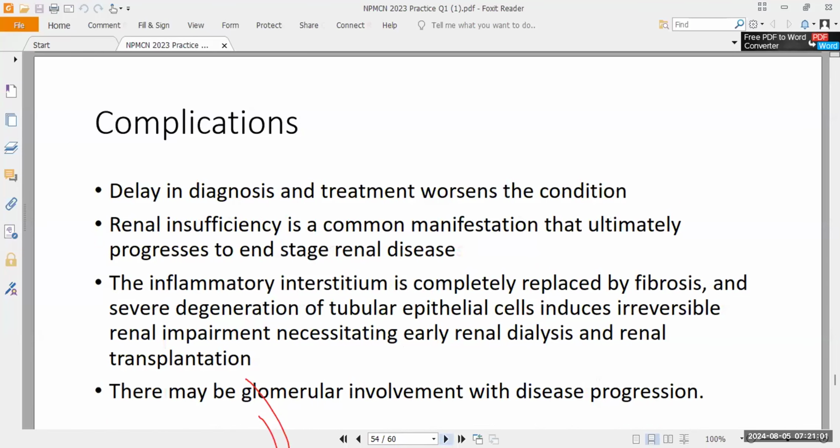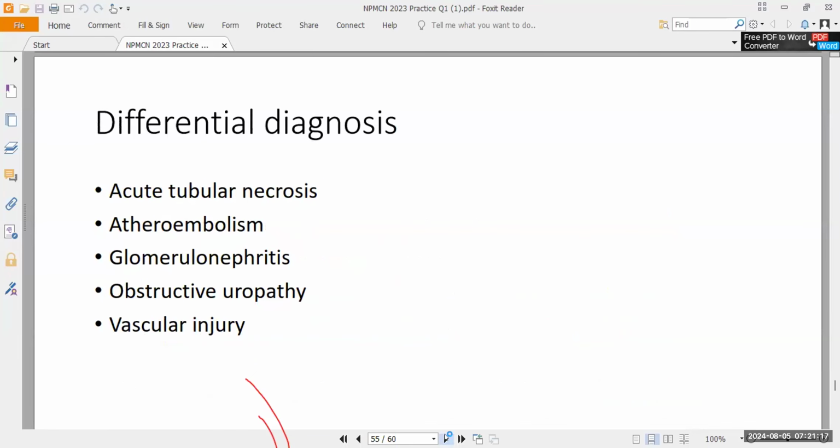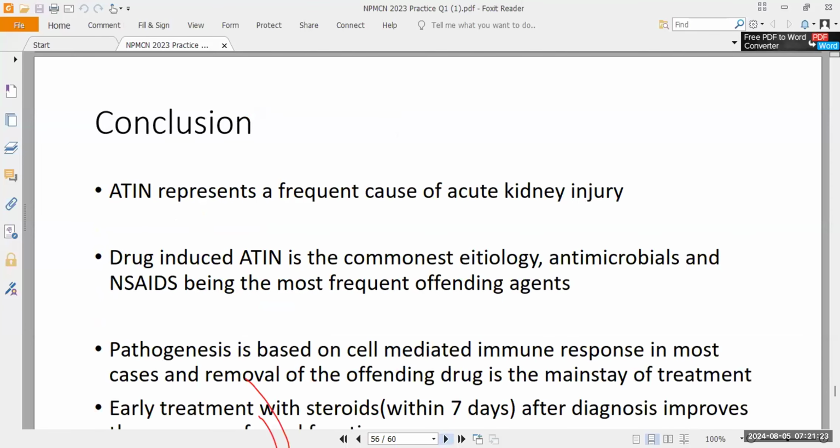Complications: delay in diagnosis and treatment worsens the condition. Renal insufficiency is the common manifestation that ultimately progresses to end-stage renal disease, so the patient may ultimately require renal replacement therapy. Differential diagnosis: acute tubular necrosis, arterioembolism, glomerulonephritis, obstructive uropathy, vascular injury.